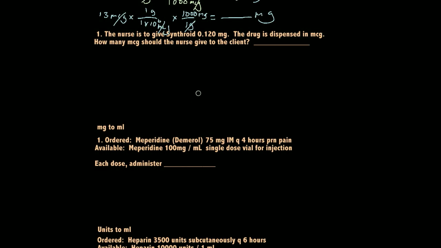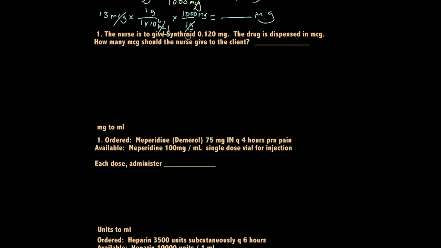Alright, so this is part two to where we left off on the milligrams and micrograms. So I'm just going to work through this problem. This one's actually with a drug now. The nurse is to give Synthroid at 0.120 milligrams. The drug is dispensed in micrograms. How many micrograms should the nurse give to the client?